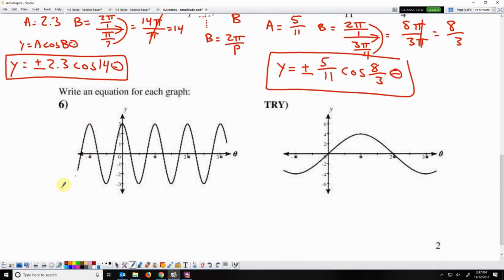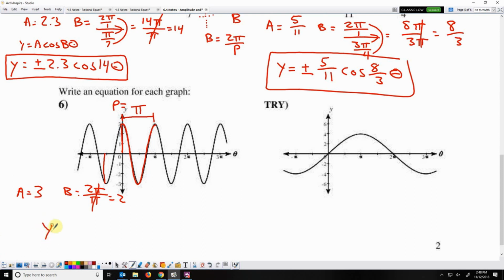Okay, write an equation from a graph. We still need the amplitude, and we still need b. So the amplitude, it goes from 0 all the way up to 3, or all the way down to -3. So the amplitude is 3. Here is one cycle, and the horizontal distance is from 0 to pi. So the period is pi. So b is 2 pi over the period, 2 pi over pi. So b is 2.